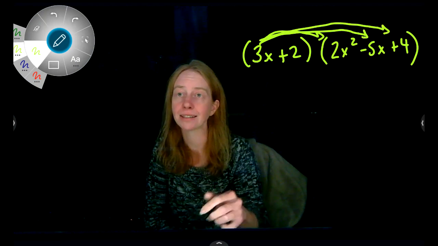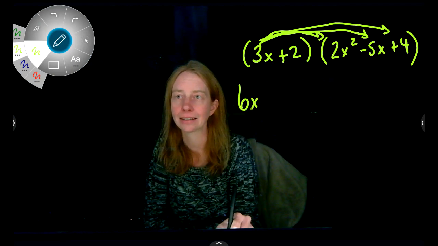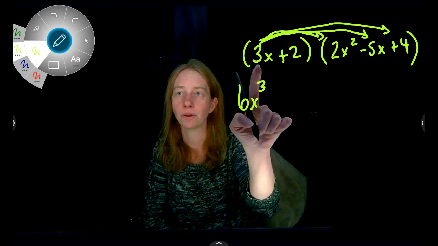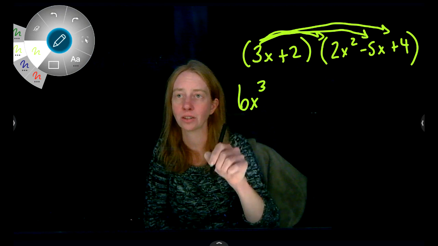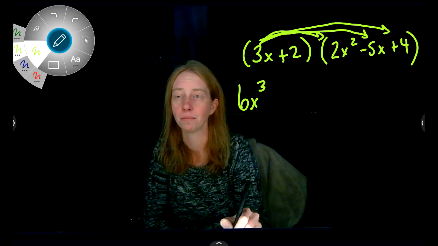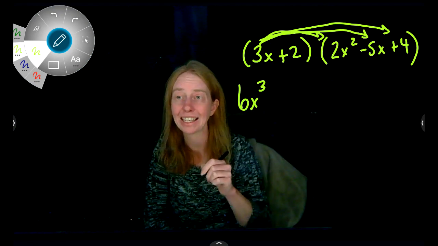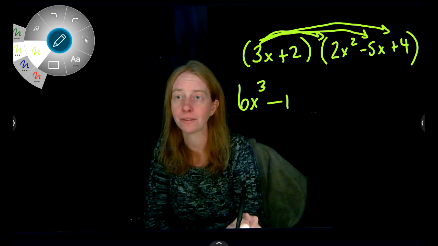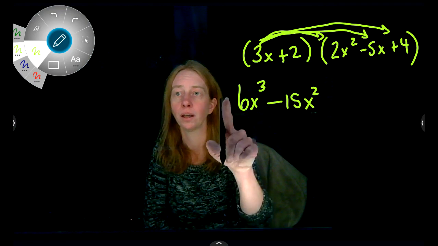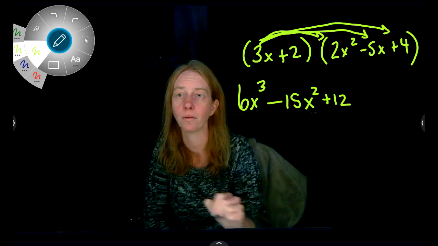3x times the 2x squared, that's going to be 6x cubed, because we have 3 times 2 is 6, x times x squared is x cubed. Plus, maybe, minus, I don't know, 3x times negative 5x. It's going to be minus. 3 times 5 is 15. x times x is x squared. 3x times 4, now we have the plus 12.